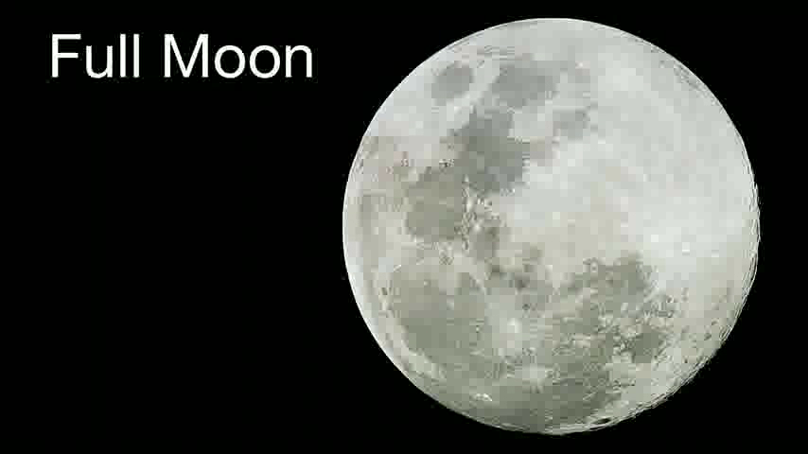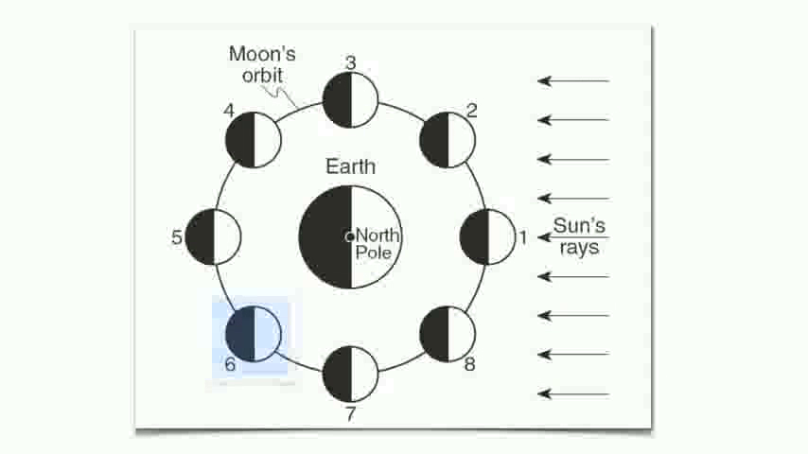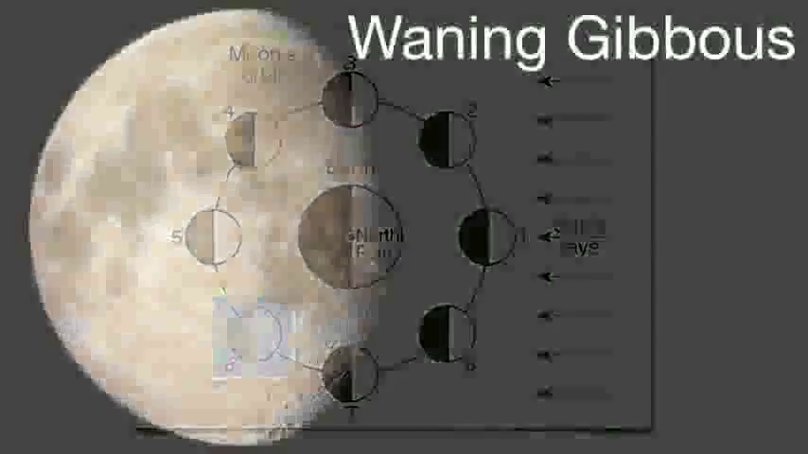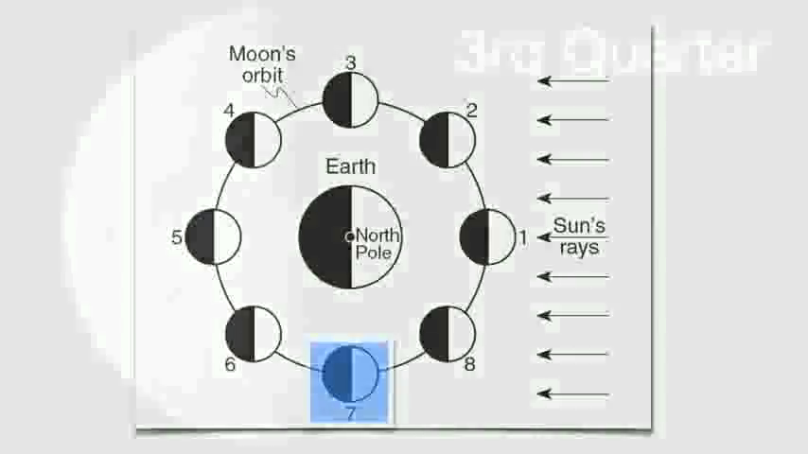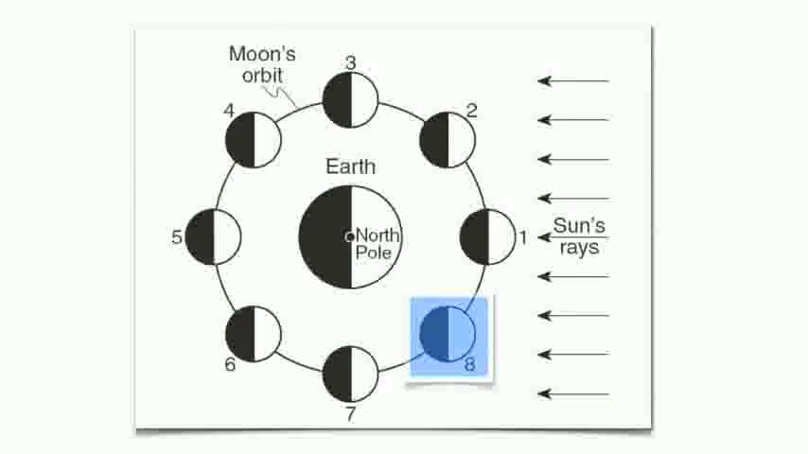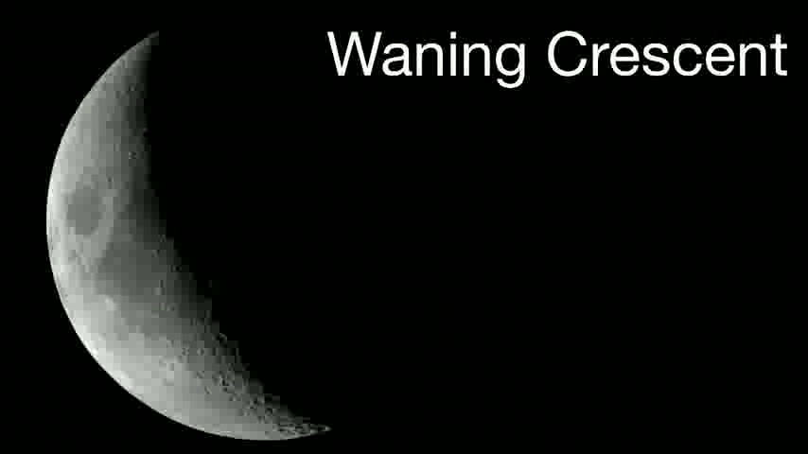Once you get done with the full moon, now the phases start getting darker from right to left across. That's going to be your waning gibbous, your third quarter, your waning crescent. So once you get your phases down, now you can start talking about eclipses.